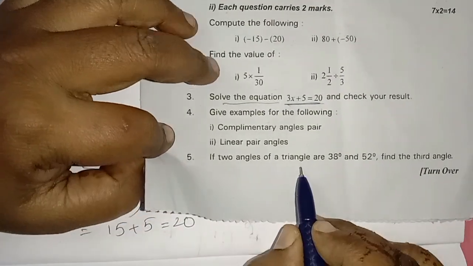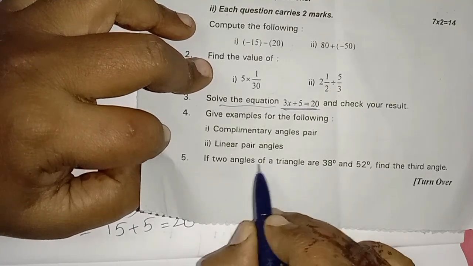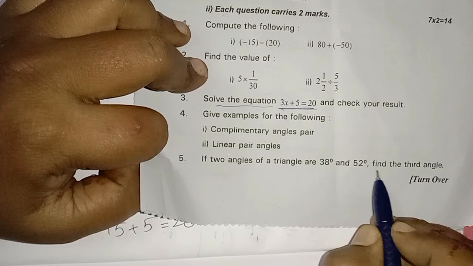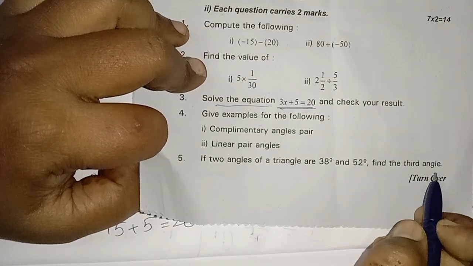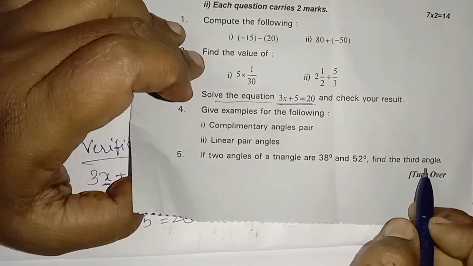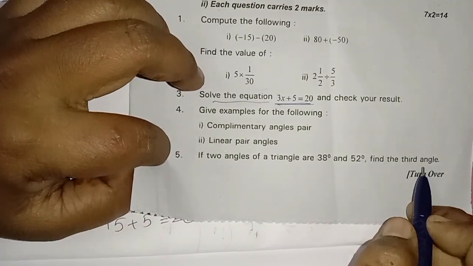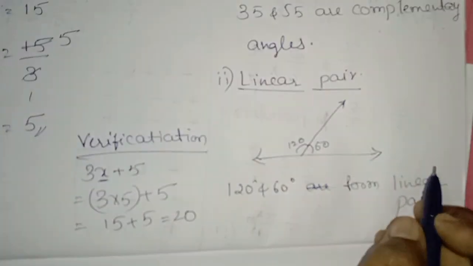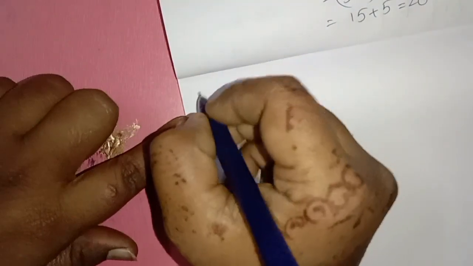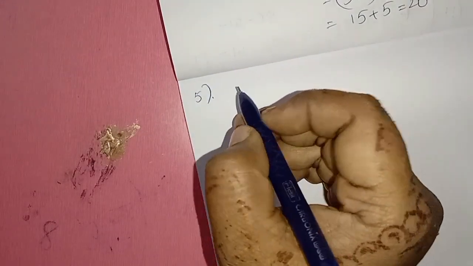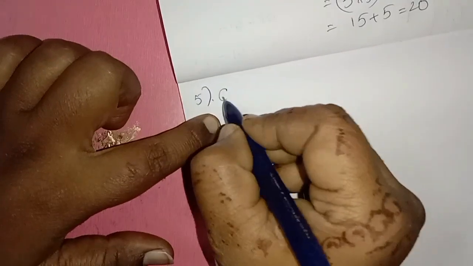If two angles of the triangle are, so in a triangle they are giving only two angles, 38 degrees and 52 degrees. Find the third angle. For this, wherever it is possible, try to draw diagrams with pencil neatly. Here I am not using pencil, so you use pencil in the exam. Right. So here, what is the fifth question, right?